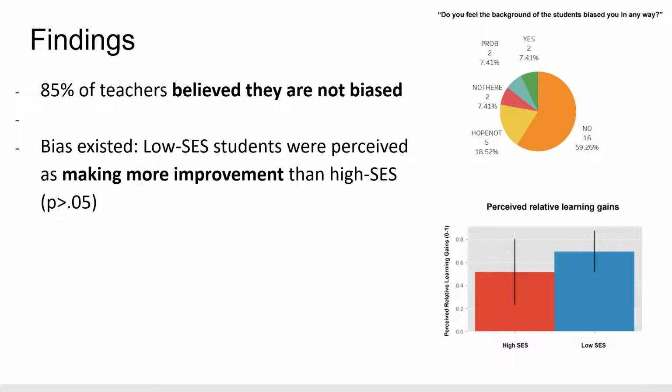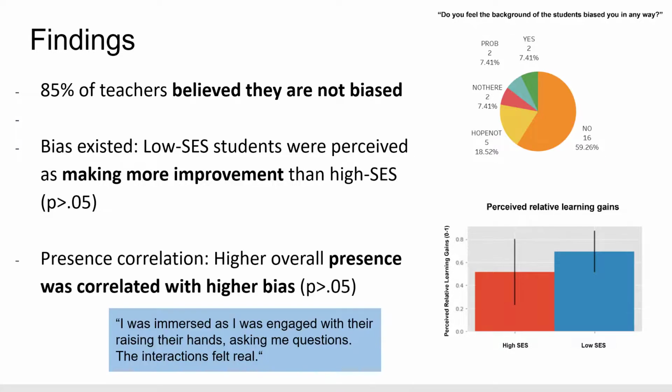So these results indicate that simulated environments such as the immersion classroom can reveal biases that are present in teachers, even though teachers are not aware of these, and even though it was such a short exposure of just 30 minutes of interaction. And furthermore, teacher sense of presence during the experience was correlated with the strength of the bias, whereby the teachers who felt more immersed, they showed higher biases.